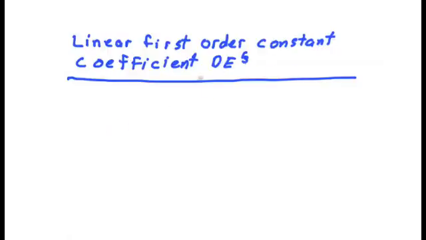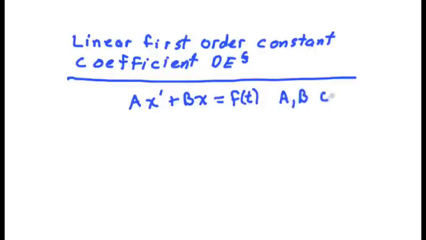Hello, today we're going to talk about linear first-order constant coefficient DEs. So these are DEs of the form ax prime plus bx equals f of t. First order because there's only one derivative. Constant coefficient because the coefficients of x and x prime, a and b, are constants. There, I'll just abbreviate constant like that.